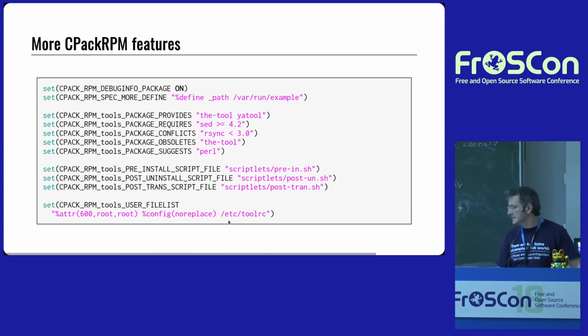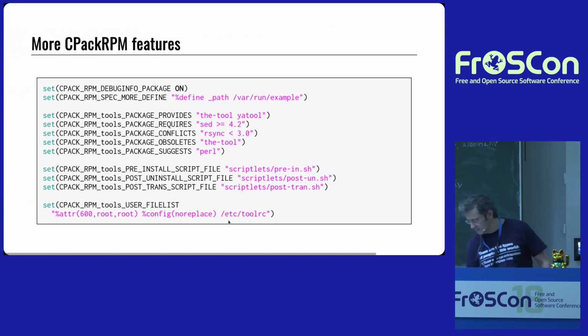And the last thing on this slide. As I have shown, the file list is generated automatically, but sometimes for some files you want to specify additional attributes like file permissions or ownership or config no replace, and you can do that manually. So you specify this manually for files that are special, and all other files are appended automatically by CPack. So you still don't need a full list of files here, but only those exceptions where you need some special information on them. This is what CPack RPM can do.